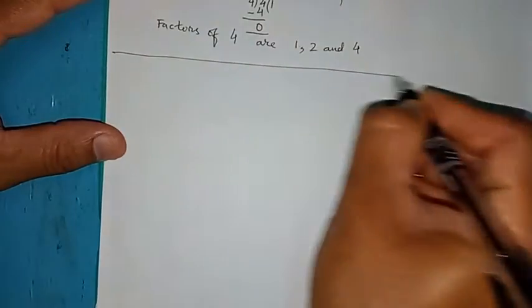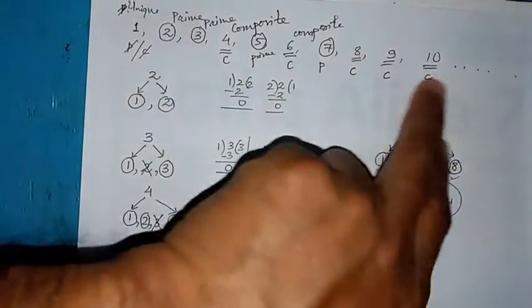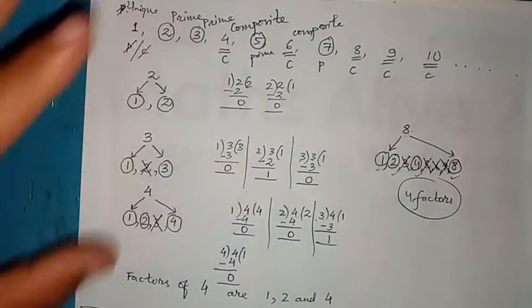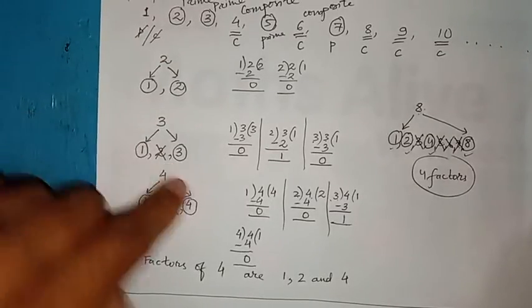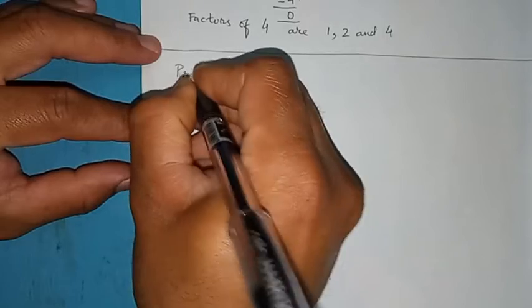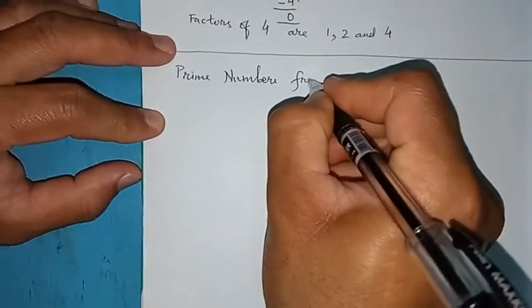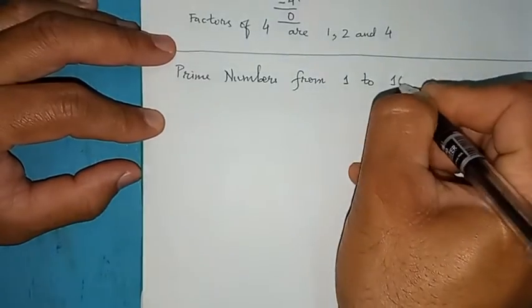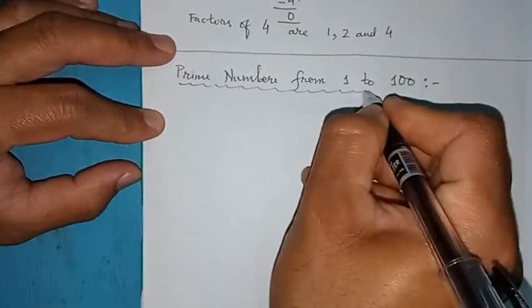So in short, after this discussion on how to identify whether a natural number is prime or composite, let me now tell you all the prime numbers from 1 to 100, because these prime numbers are absolutely needed for the next exercise.